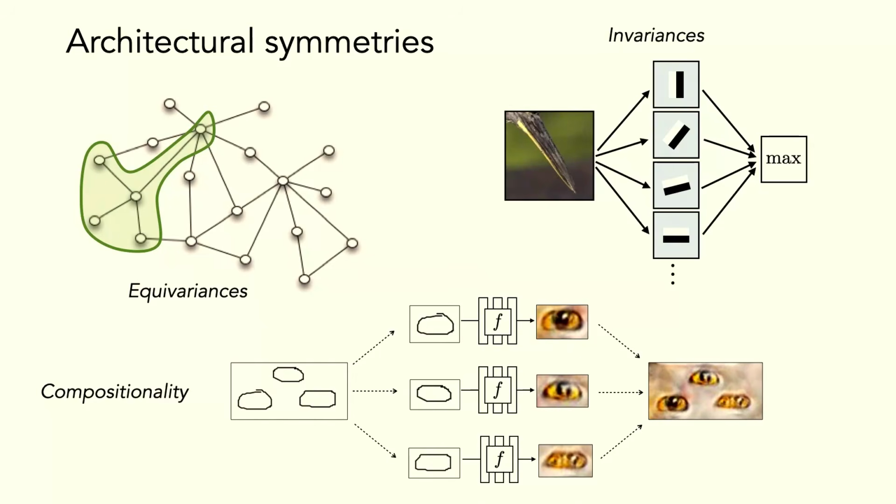Okay, but I think all of what I've said so far is not actually the most important. I think the most important is the following two slides, the architectural symmetries. We saw these in Convnets and GraphNets, and we'll see these in transformers and other models too.